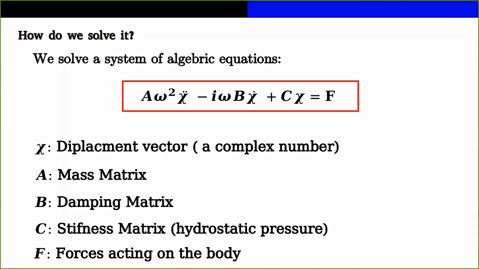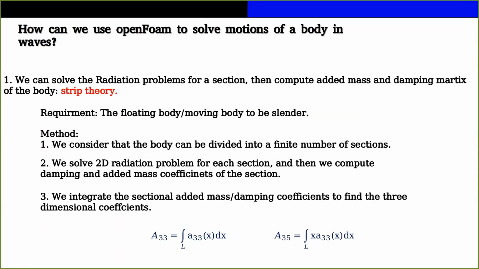So we have 6 different radiation problems for a body. We solve them, and then we get the added mass and damping matrices, and then we solve the problem for the body. Now let's think about it in a very simplified way. Let's think about a 2-dimensional section. We can solve just the radiation problem around a 2-dimensional section, and we assume that it is a section of a very slender body, like a ship, a very large floating structure, or some types of very giant bodies you can see in the ocean.